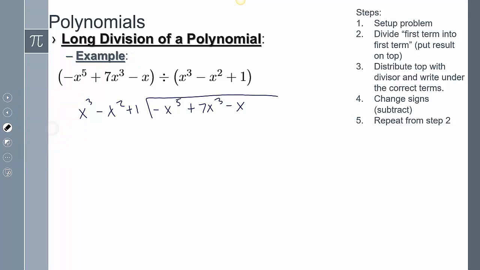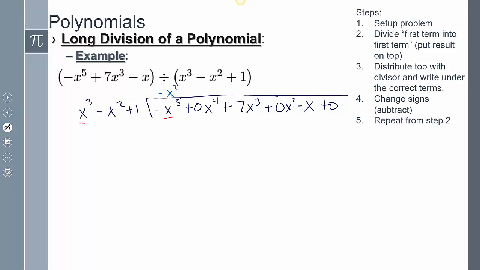So what you need to do is make sure that you go through and put in the placeholders. So plus 0x to the 4th, then plus 7x to the 3rd, plus 0x squared minus x, and then plus 0. So now when I multiply this through, it says divide the first term into the first term. And so dividing those through, I'm going to get negative x squared.